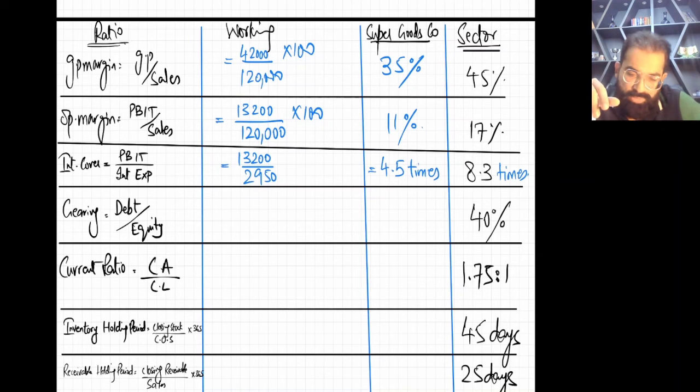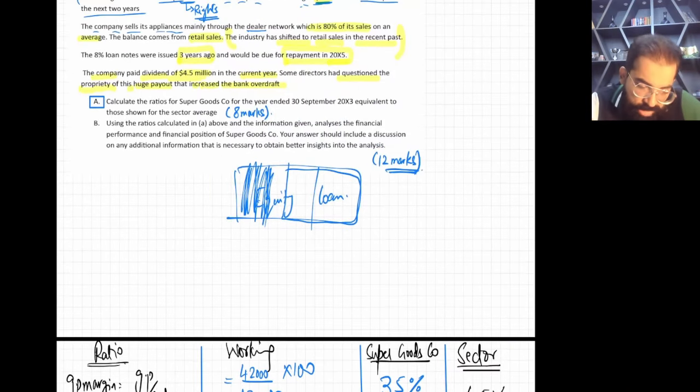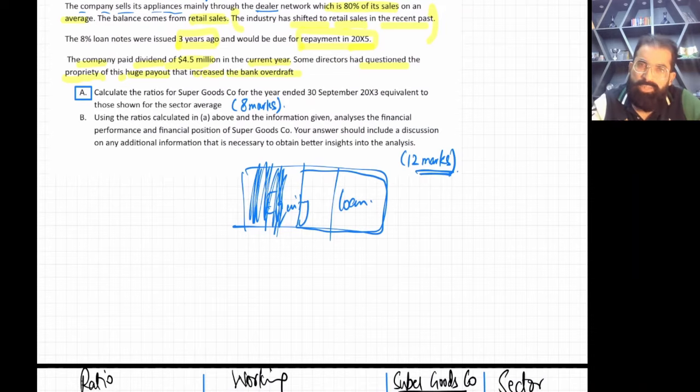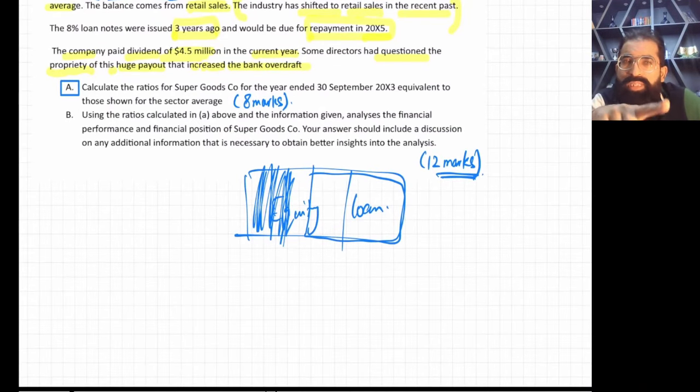Okay. So first read the requirement. This is very easy. The computation of ratios is almost free marks. To be very honest, it's free marks. Now, see the B requirement: using the ratios calculated in A above and the information given, analyze the financial performance and financial position. Performance is linked to the income statement, and position is linked to the statement of financial position, the SOFP.